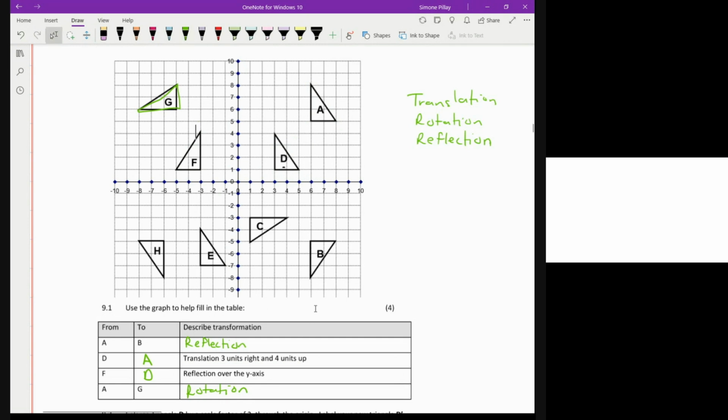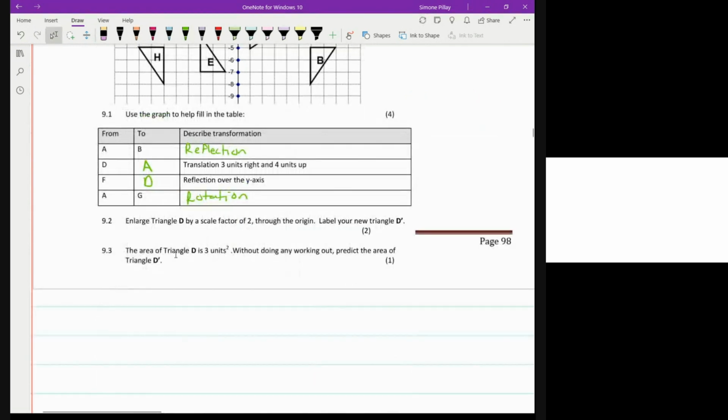There is 1 minute left. Let's see if we can do 9.2.